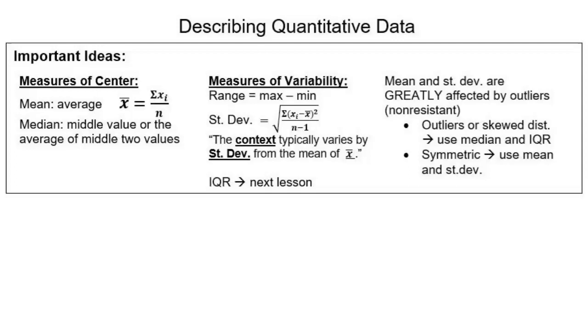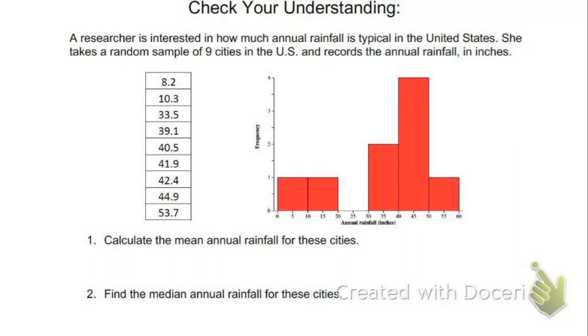All right? There is a problem for you guys to try right here. I want you to calculate the mean annual rainfall for these cities. You can do it by hand, or I can show you how to clear out your list in the calculator, and you can have the calculator do the mean and the median. So you can do this by hand, or you can use the calculator.